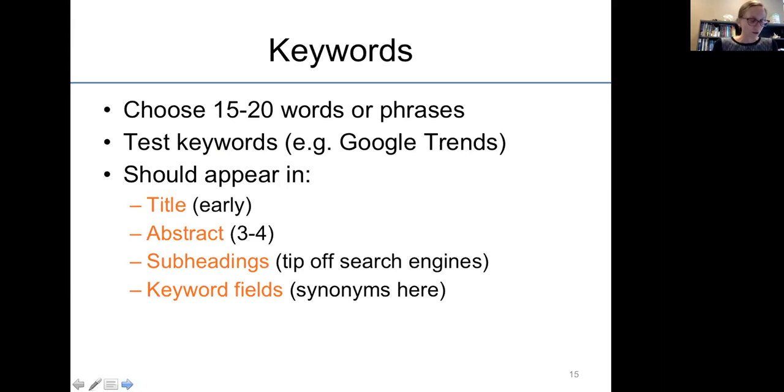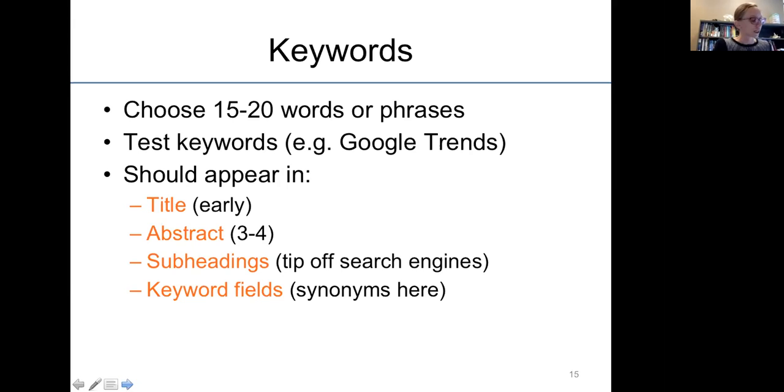Another way that people don't use keywords as effectively as they should, and myself included in that, is including some keywords in your title, early on in your title. Having 3 or 4 of your keywords also occur in your abstract in a way that makes sense contextually. And then also using them in subheadings or headings for the main part of your papers. That all helps search engines tag your paper when someone searches for those keywords.